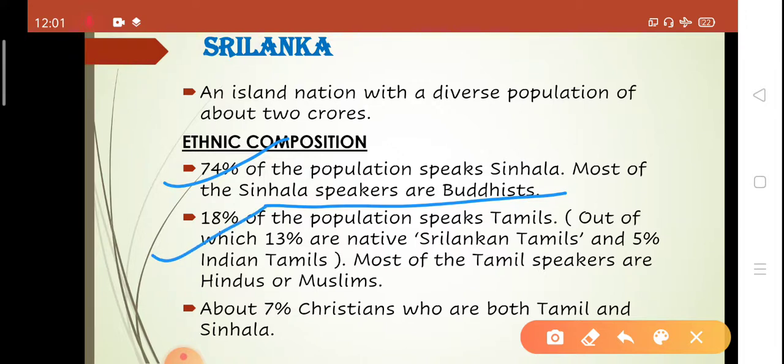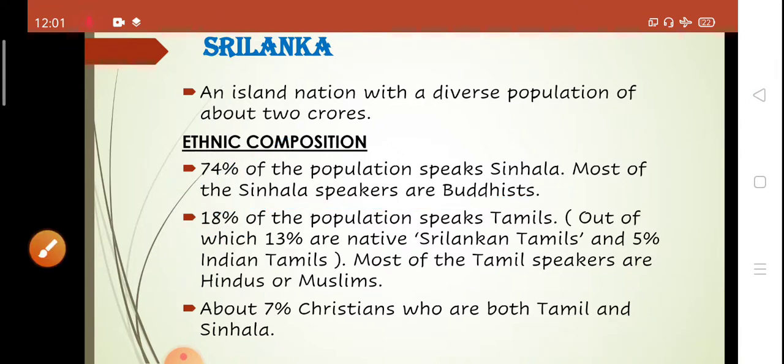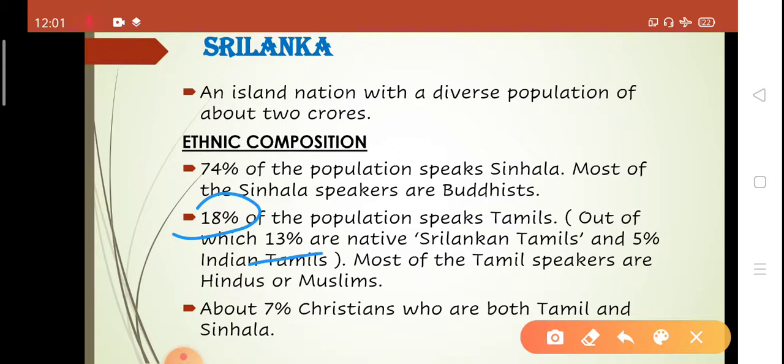Now we move on to the second point, which says that 18% of the people spoke Tamil, but we have another subdivision in the Tamil speakers. Out of this 18%, 13% were Sri Lankan Tamils and the rest 5% were the Indian Tamils. So what is the difference between the Sri Lankan Tamils and the Indian Tamils? Sri Lankan Tamils were the native people of Sri Lanka who were living in Sri Lanka from always, let's say. And the Indian Tamils were the people whose forefathers came from India to Sri Lanka during the colonial period, right?